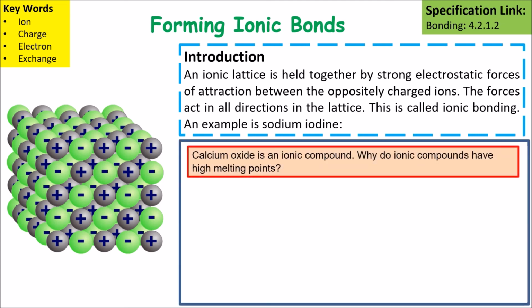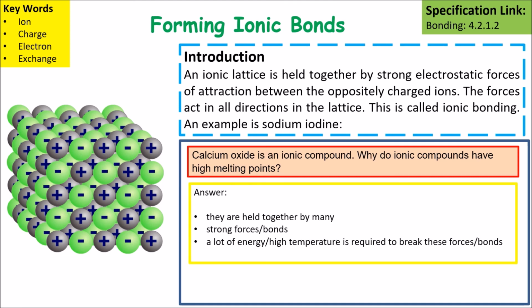So calcium oxide is an ionic compound. Why do ionic compounds have high melting points? Your answer would need to include something like there are many bonds, the bonds between them are strong, so therefore lots of energy or a high temperature would be required to break all of these bonds.